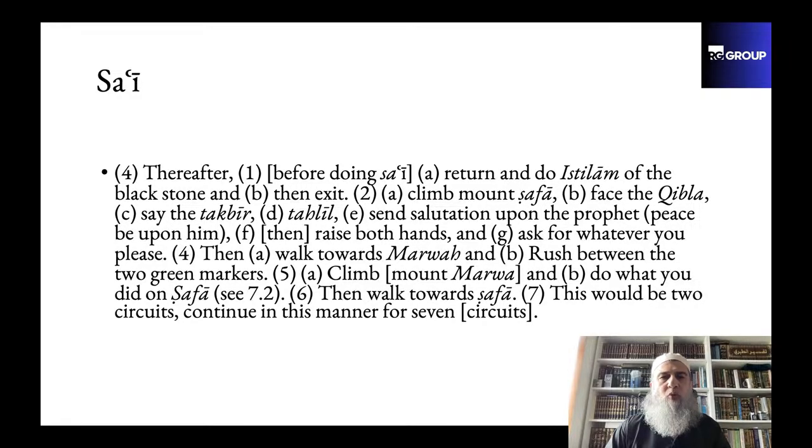Then what you do is you walk towards Marwa, and you will rush between the 2 green markers. You can't miss them. They're there on the sides, at the top, on the bottom. And you rush as best as possible. Don't give yourself a heart attack. You're trying to just pick up your pace.